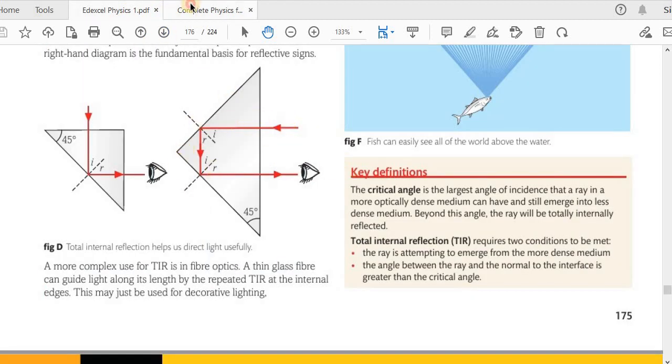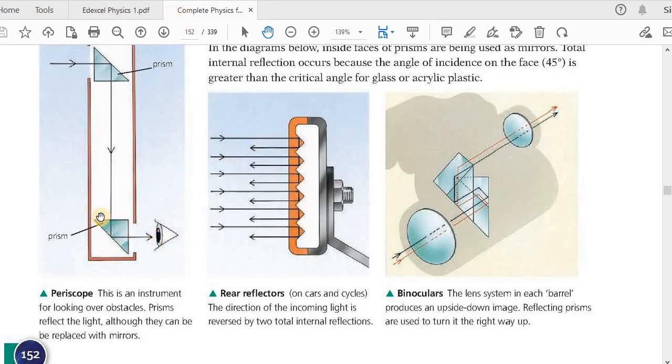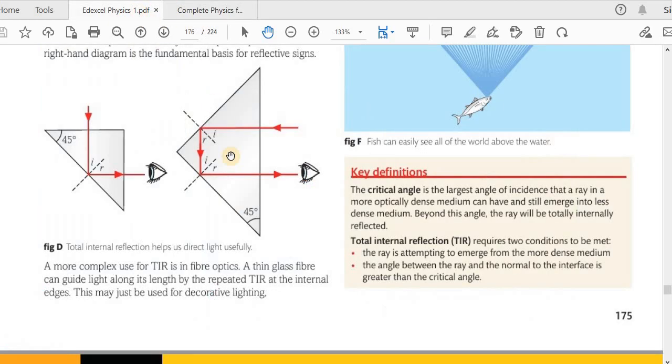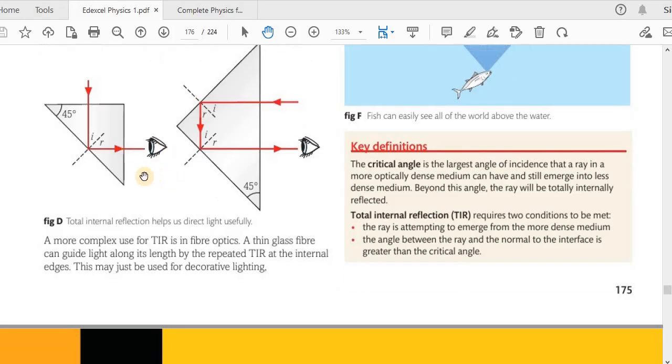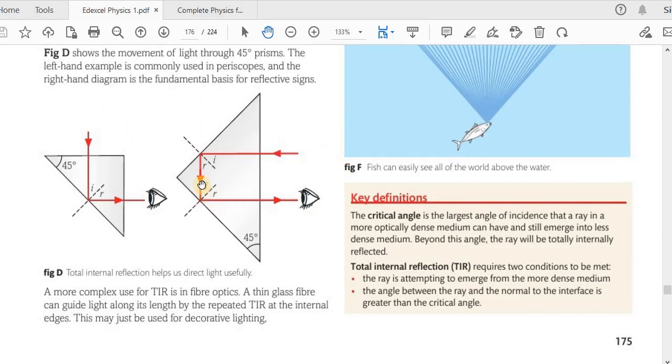Here it's coming back to the same side, but here it's changing direction by 90 degrees, whereas here it's changing direction by 360 degrees. It's coming back to the same side. Same here. So this angle is 45 degrees. I plus R is 45 degrees. And by the way, the angle of incidence is always equal to the angle of reflection. That is one of the laws of reflection.